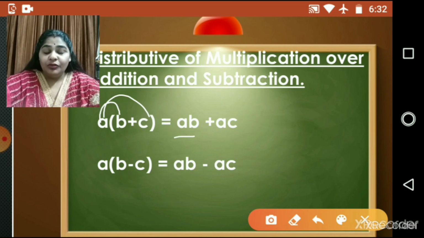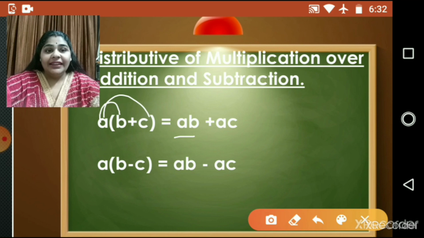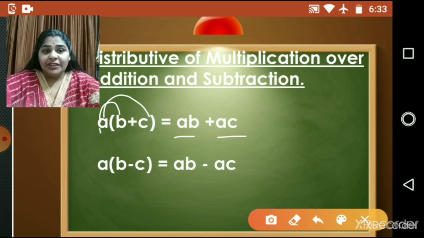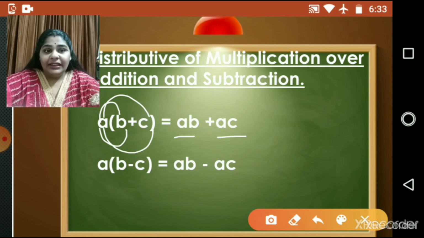That is, I will first do the multiplication and then add both the products, that is AB plus AC. Basically, I am opening the bracket. First I will multiply AB and then I will multiply AC and then add them, right? Because addition is there inside the bracket. This is distributivity of multiplication over addition.